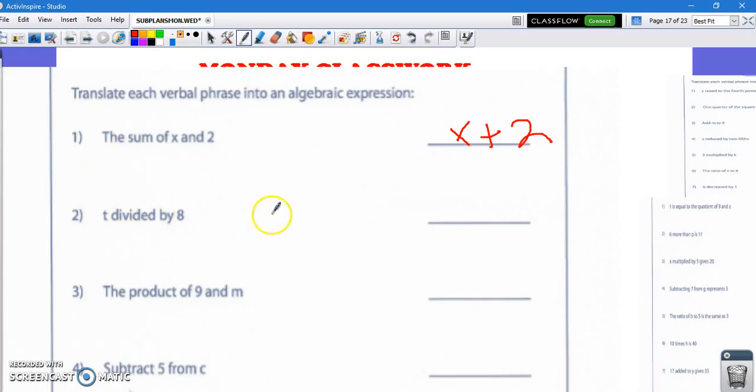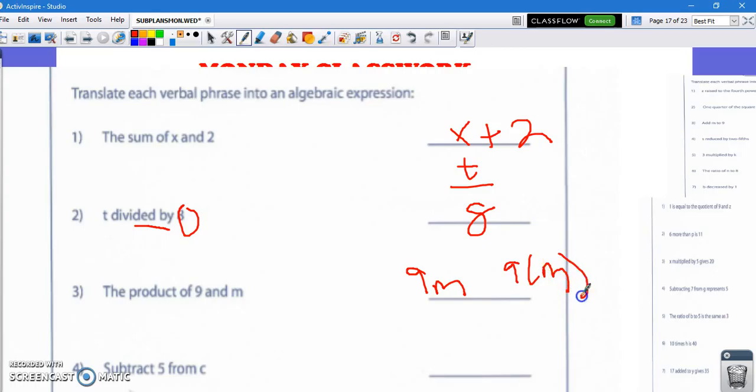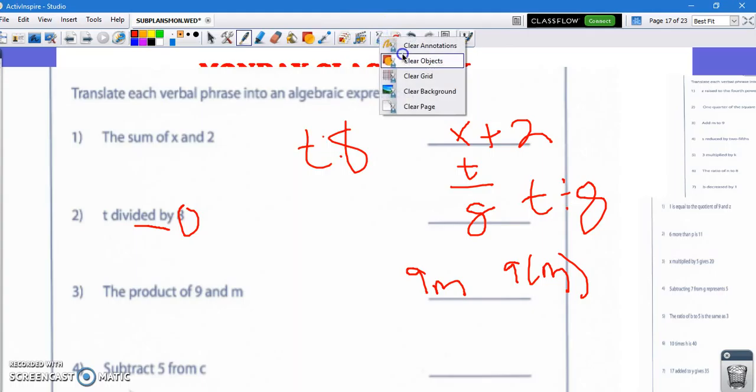Next one, t divided by 8. Remember, divided by means that this is the bottom number. We have t. T divided by 8. Product means what? That's right, multiplication. Product of 9 and m. So you can write product of 9 and m, or you can do this, product of 9 and m. By the way, this one you can actually write like this too. Remember, as we practiced it last week, t divided by 8, okay? Or even as a ratio, remember all that? Okay. Moving on.